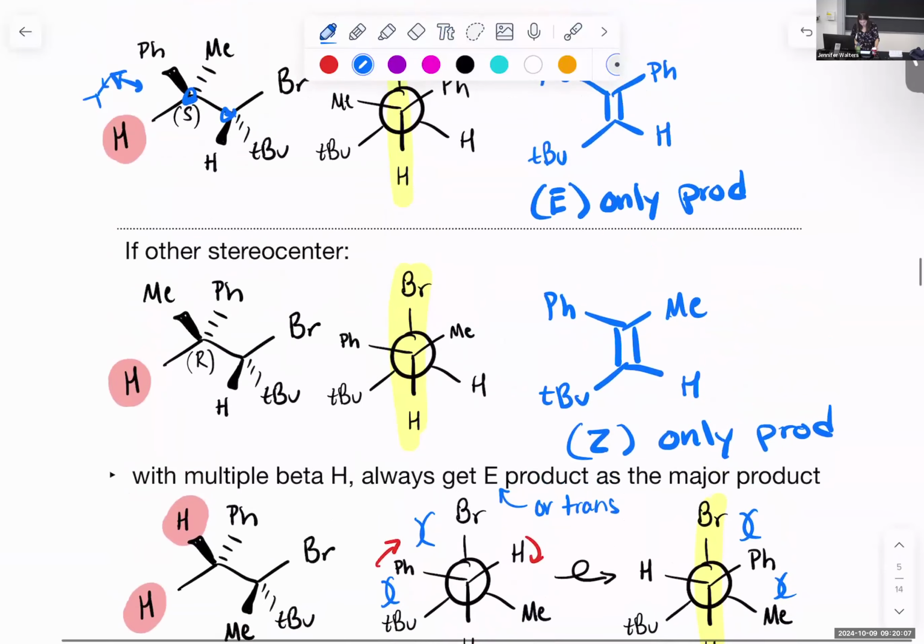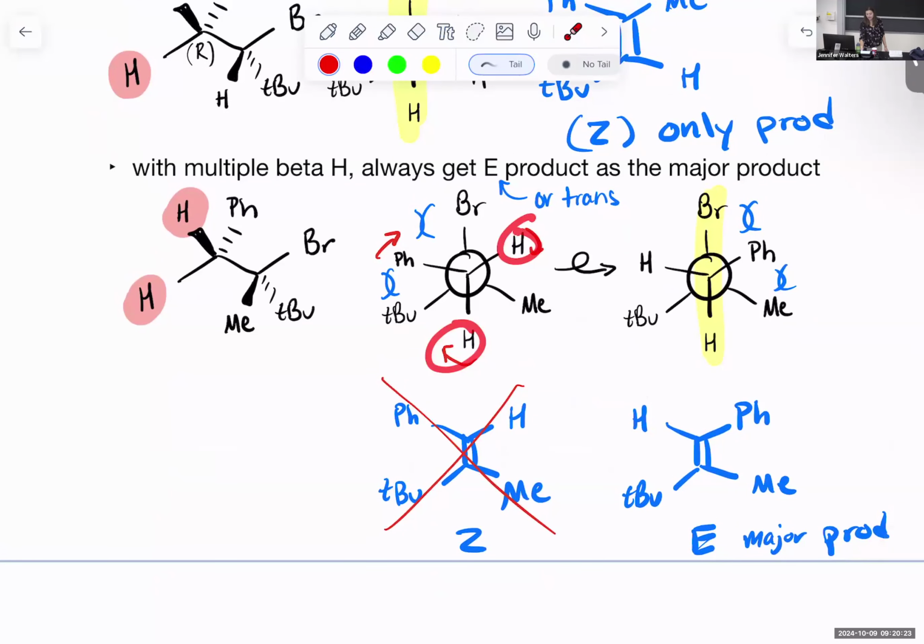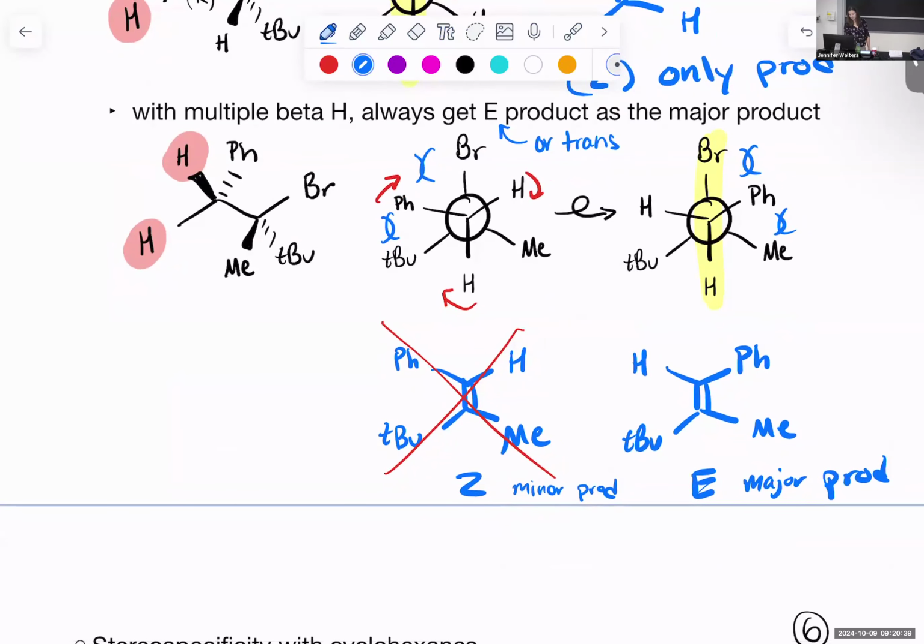As opposed to above, this is the only product because remember, to do your E2, it must be antiperiplanar. So this is the only option, so that is the only product. Here I have a choice, and because I have a choice, I get major and minor. That's the difference: I have a choice, so this becomes my minor product, not the major. Does that make sense? Okay.